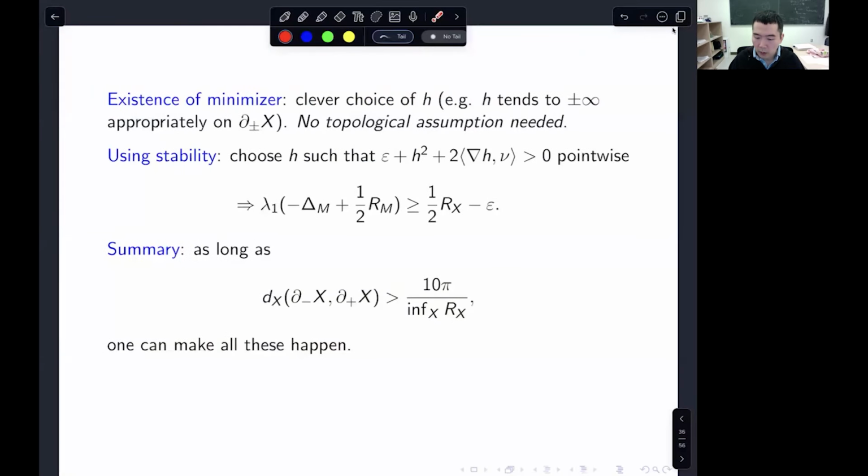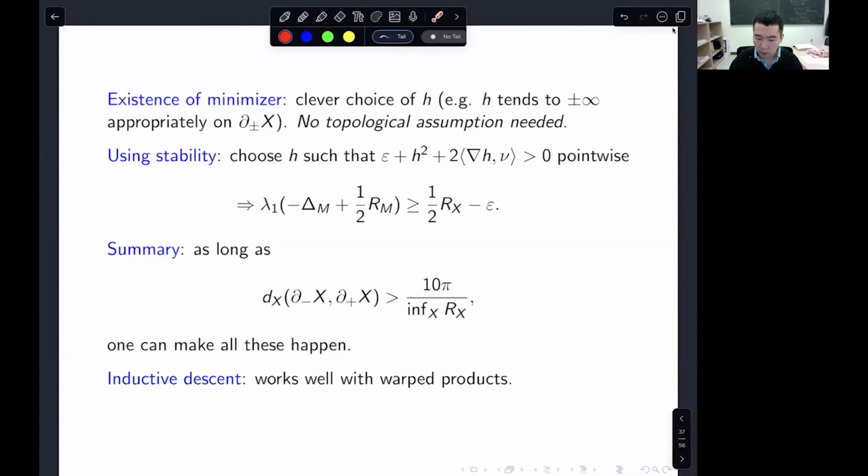The choice of such a function h should satisfy both the condition that h tends to, let's say, plus or minus infinity and this inequality. There are, for instance, such choices like h depending on the distance to one of the boundary components. So as a summary, as long as your two boundary components del plus and del minus are sufficiently far apart, say they are bigger than some universal constant divided by your scalar curvature lower bound, then one can make all this happen. So it's a very flexible construction. And moreover, this construction respects inductive descent.